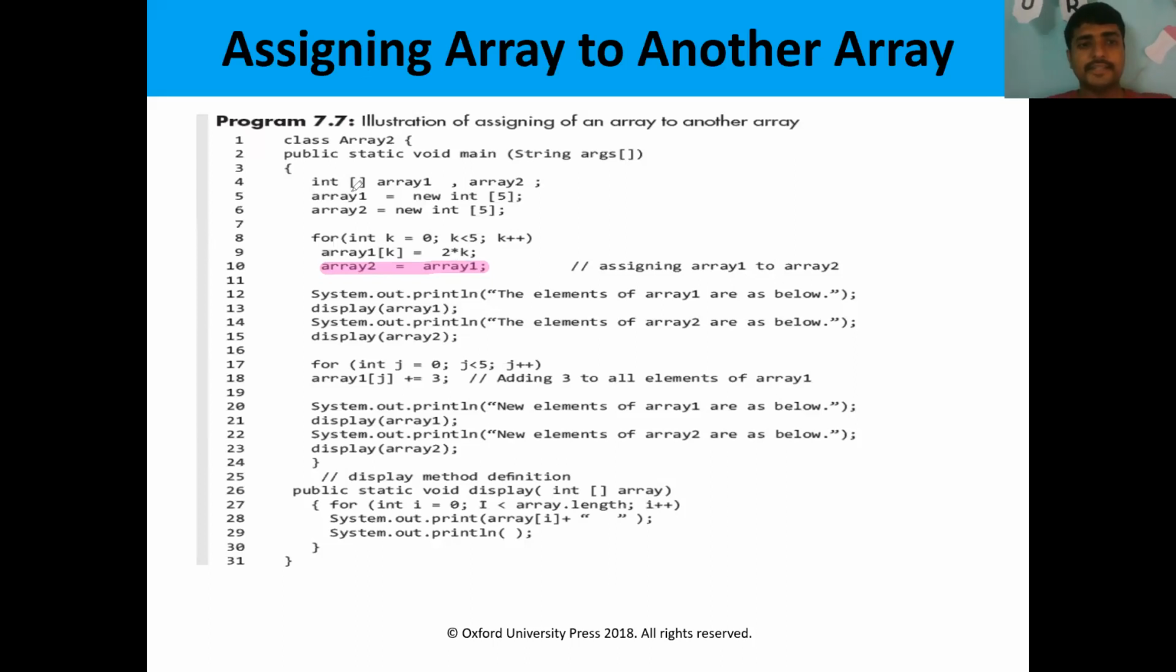So here he's declared array 1 and array 2. He's initializing array 1 with 2 into k. That means each value is multiplied by 2. Then he is again assigning array 2 values. So array 2 values are the same as array 1 values. That means the elements of array 1 are copied to array 2. So that is assigning an array to another array.